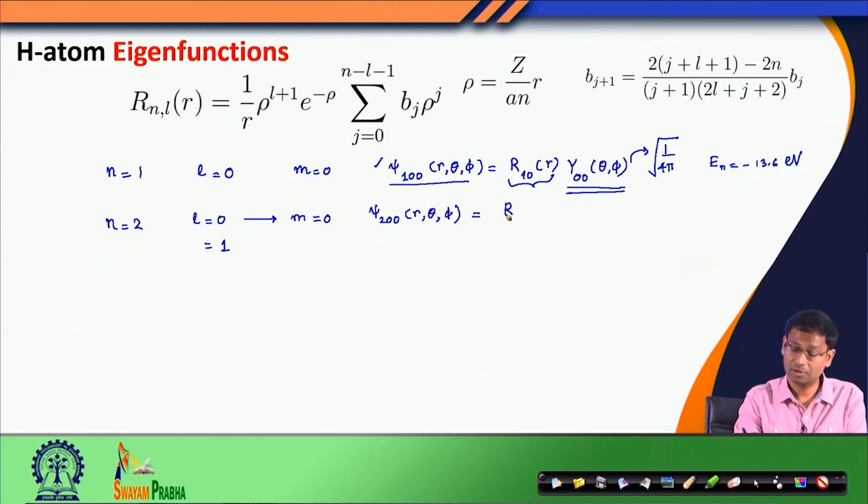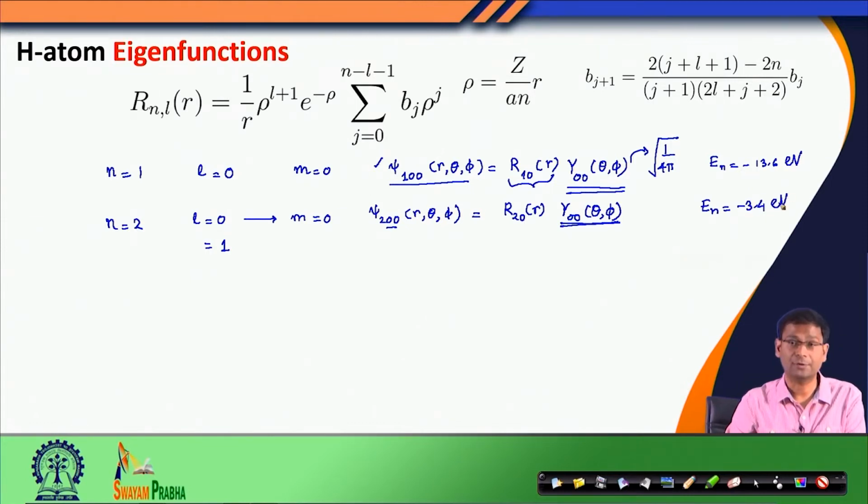This again I can write down as R20 r Y00 theta phi. You see, both in 100 and 200 I have the same angular function operating, and its energy is minus 3.4 electron volt for hydrogen atom. Now, when L equals 1, I have 2L plus 1 number of m values. So, therefore, m goes as 0 or plus minus 1. So, there are three labels here.